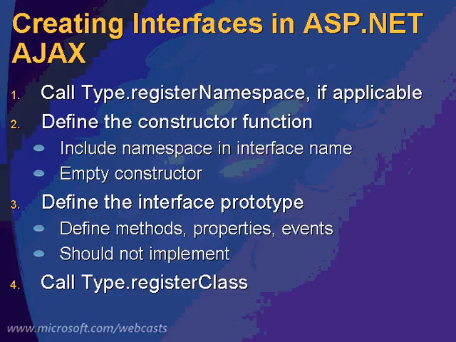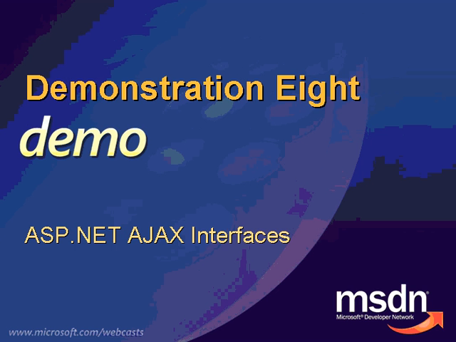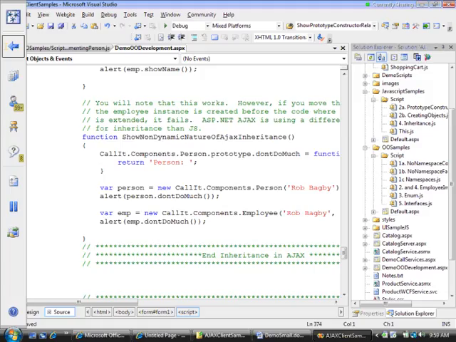The constructor is empty. You define the interface prototype, so you define the methods, the properties, and the events, but you don't implement anything. And then this is a typo. It should call Type.registerInterface. So I'll fix that slide. But you just call Type.registerInterface. So inside of here, you Type.registerNamespace Shopping, your empty constructor, your prototype with definitions and no implementation. So there's no implementation in those curly braces there. And you call registerInterface. Very simple. Now, let's just see it in code.